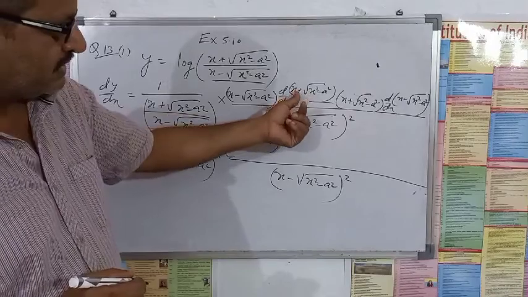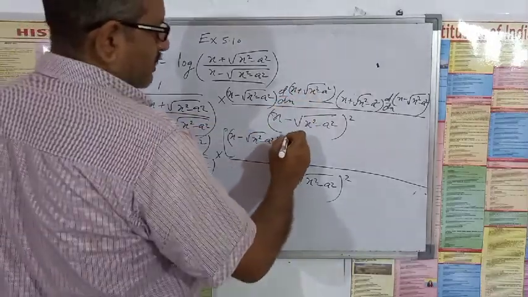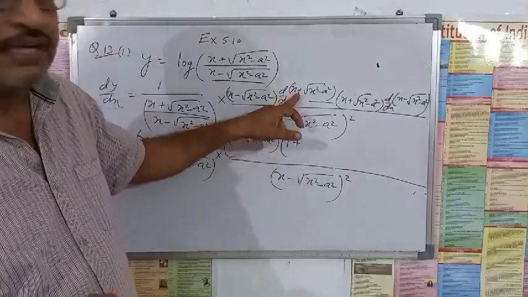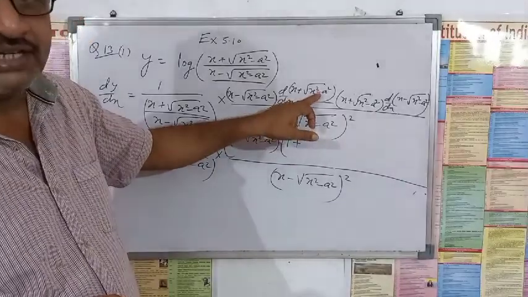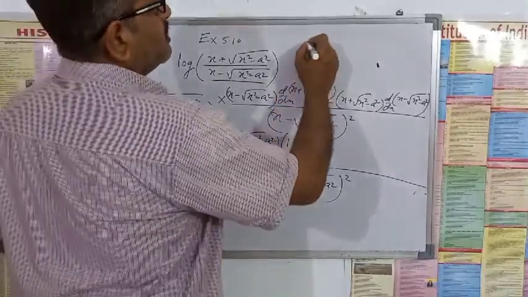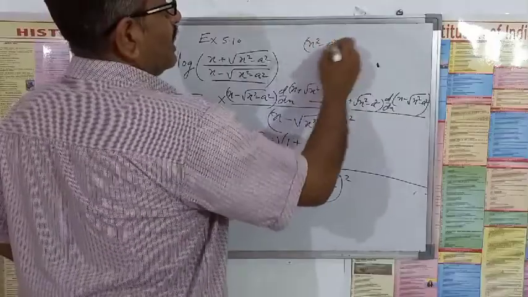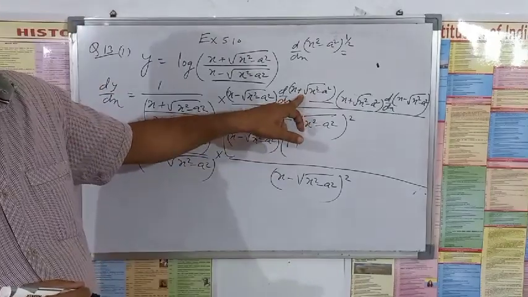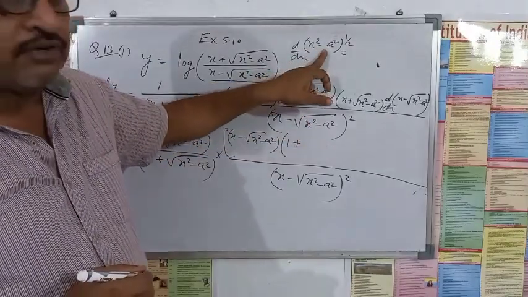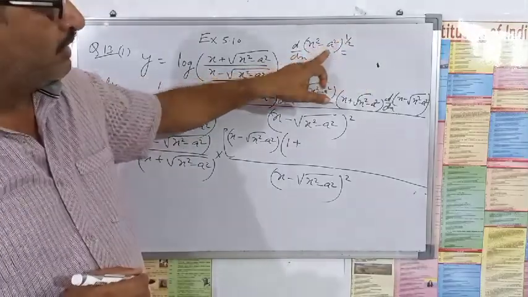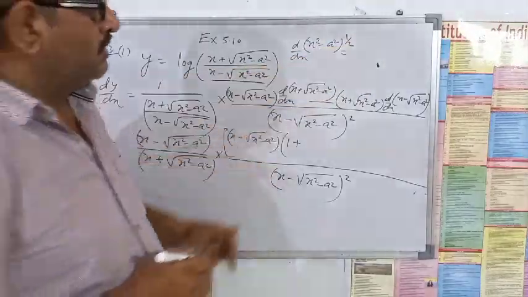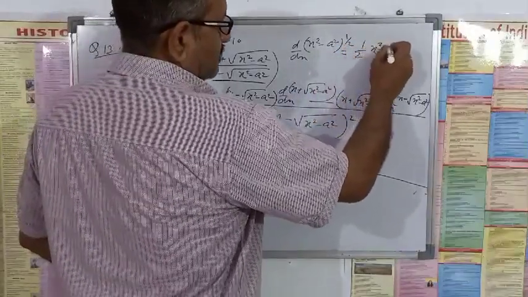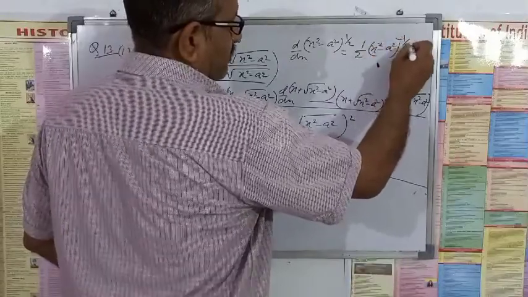We have to differentiate it. So what we can write? Derivative of x is 1. Now we have to differentiate root x square minus a square. So x square minus a square, we can write power 1 by 2. We have to differentiate this one. So how we can differentiate? We have to apply the formula, derivative of x to the power n. N is 1 by 2 and x is this one. So we can write 1 by 2 x square minus a square to the power minus 1 by 2.